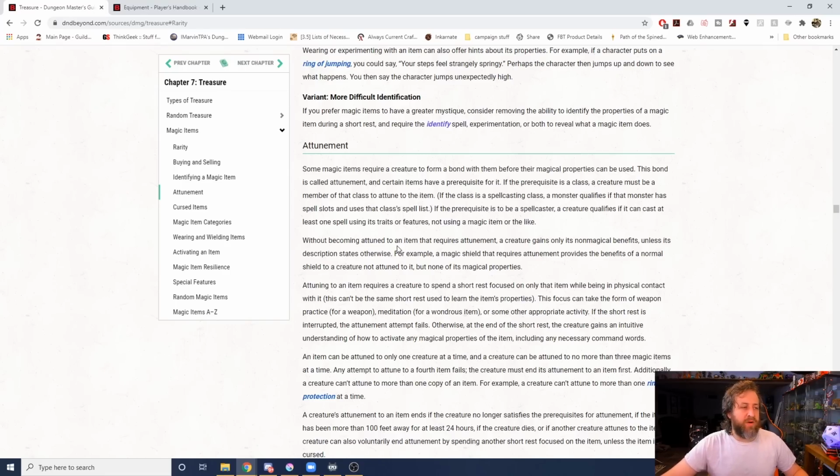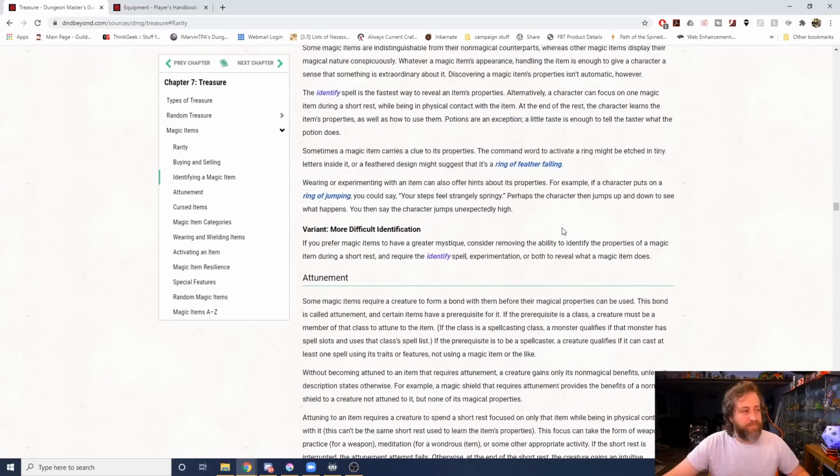Attuning to an item requires a creature to spend a short rest focused on only that item while being in physical contact. And it says right here, this can't be the same short rest used to learn its properties. The focus can take the form of using a weapon, meditation, or some other practice. If the short rest is interrupted, the attunement attempt fails. Otherwise, at the end of the short rest, the creature gains an intuitive understanding of how to activate any magical properties of the item, including any necessary command words. And there you go.